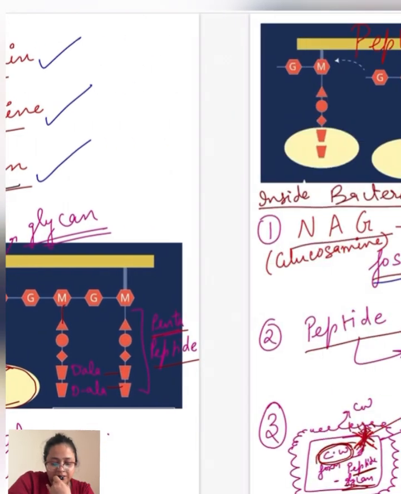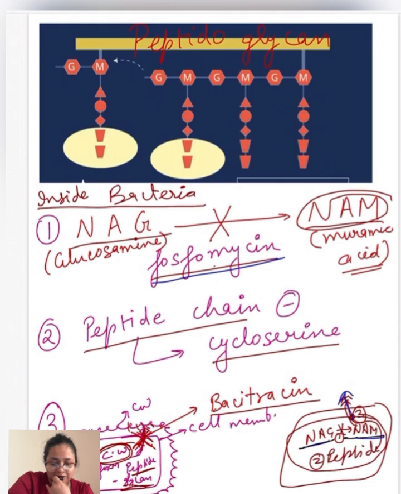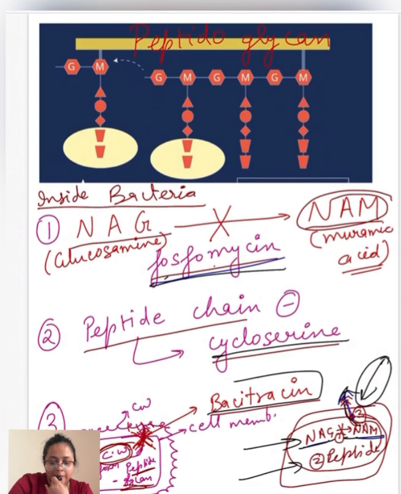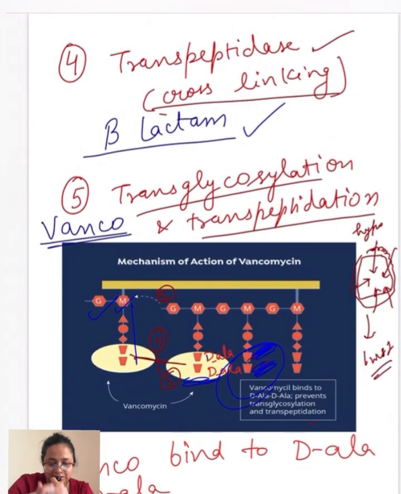First, inside the bacteria, NAG is converted into NAM, which is inhibited by phosphomycin. The peptide chain is also produced inside the bacteria, which is inhibited by cycloserine. Then these NAG, NAM units and peptides are exported to form the cell wall, which is inhibited by bacitracin.